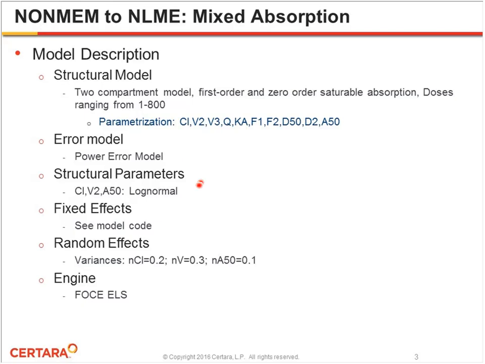For three of these structural parameters, we have between subject variabilities calculated, and we assume log normal distribution for all of those three. Fixed effects, since there are so many, we'll wait for the code details when I show you what initial values we will set for those. For the random effects, since we only have three, we put for the eta on clearance 0.2, eta on volume 0.3, this is on the central volume, and eta on AF50 0.1. And as usual, we stick to the default engine, which is FOCE ELS.